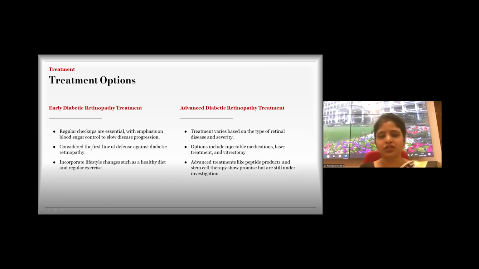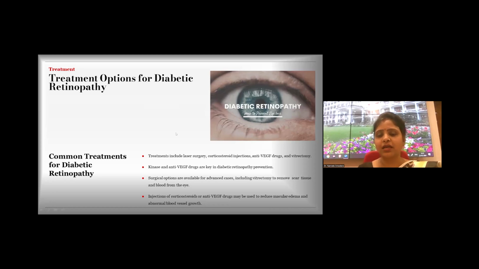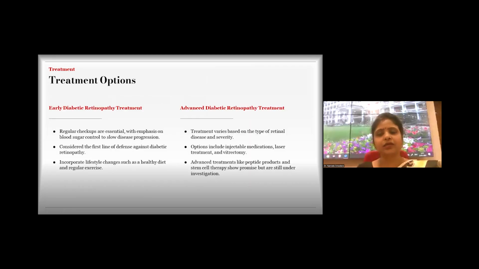This controls the progression of disease, and it is also considered the first line of defense against diabetic retinopathy, as well as changing of lifestyle such as healthy diet and regular eye exercises, which are important to diabetic retinopathy management. And at an advanced stage, treatment varies based on the type of retinal disease and severity.